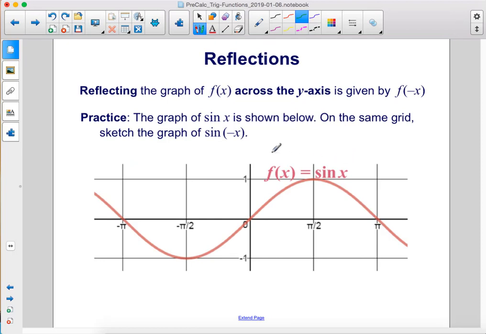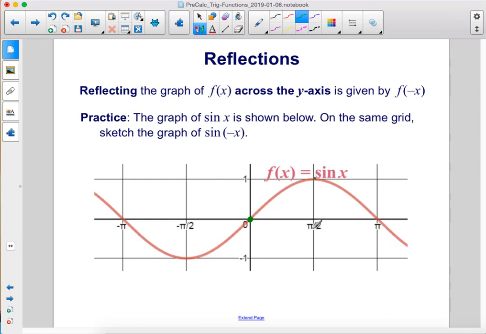Reflecting the graph of f of x across the y-axis is given by f of negative x. Practice. The graph of sine x is shown below. On the same grid, sketch the graph of sine of negative x. Alright, so points on the y-axis are going to stay where they are.